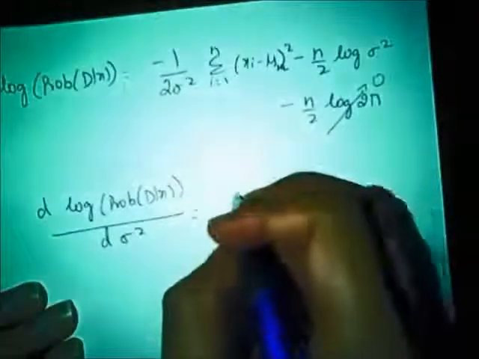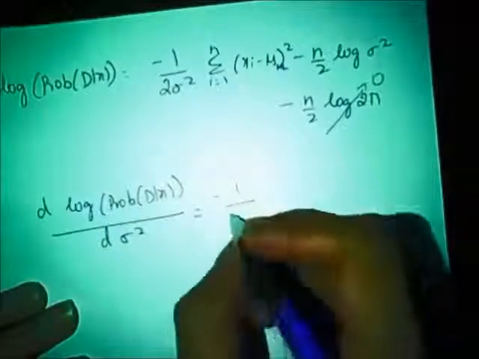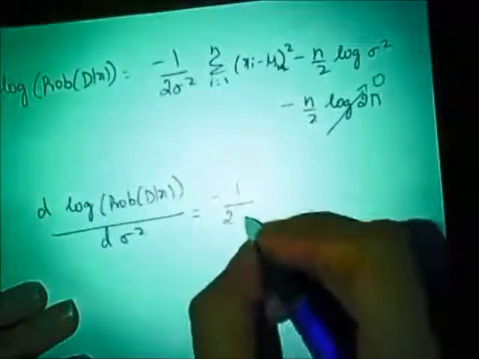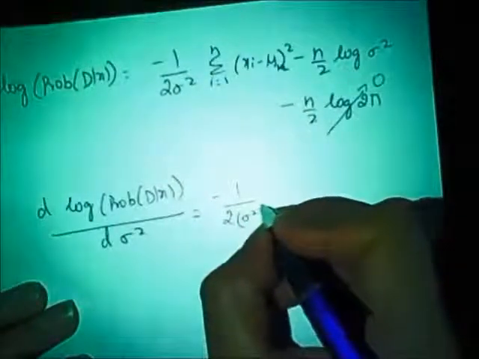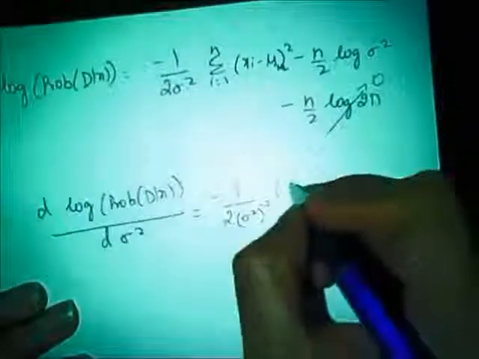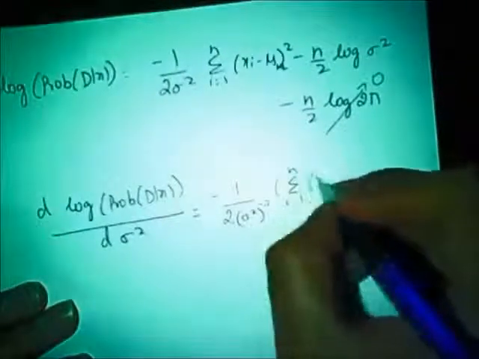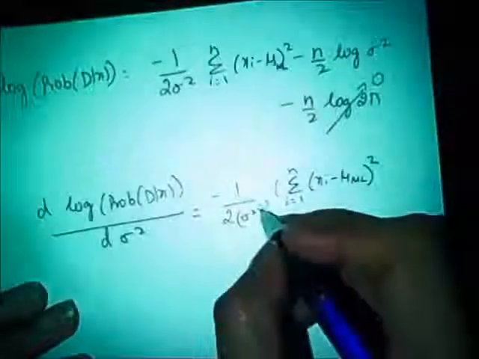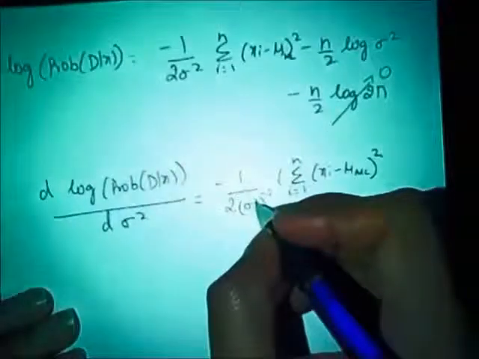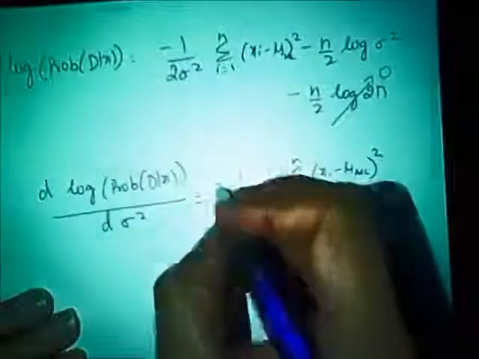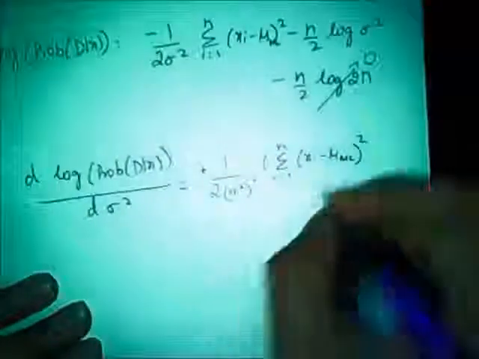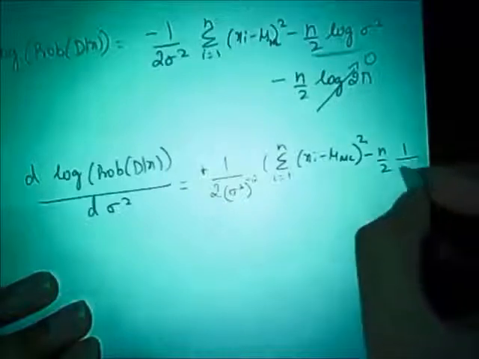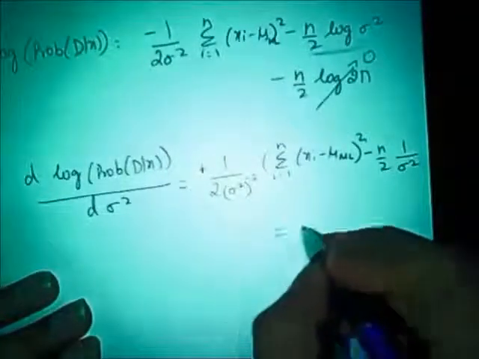So this is going to be negative 1 over 2, and I have a sigma squared here. So I'm going to get sigma squared to the minus 2 times the sum over i equals 1 to n of xi minus mu ml the whole squared. And since I differentiated with respect to sigma squared, this negative sign is going to become a positive sign, and this term would become 1 over sigma squared, and I'm going to equate it to 0.